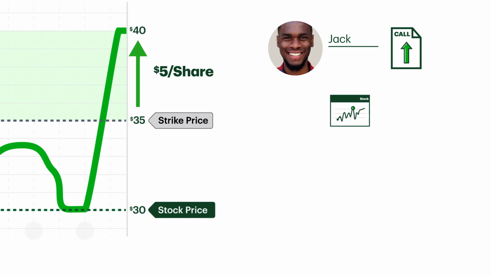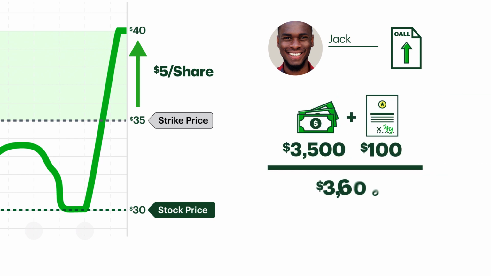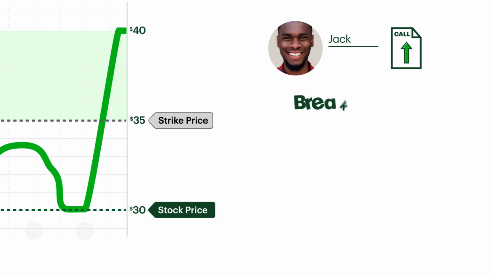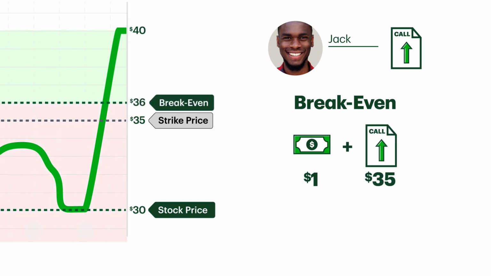Or he can exercise his option and buy 100 shares of the underlying stock for $35 per share, which costs $3,500. So that means his total cost is actually $3,600 or $36 per share, plus whatever applicable commission fees he would need to pay. A shortcut to determining Jack's break-even is to add the price the contract traded for, $1, to the strike price, $35. Keep in mind that Jack must also ensure he can afford to buy the 100 shares if he decides to exercise the option, meaning he needs to have enough cash or margin available in his account at the time of exercise.